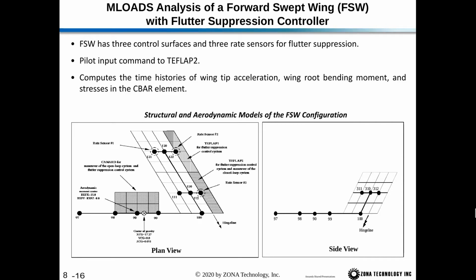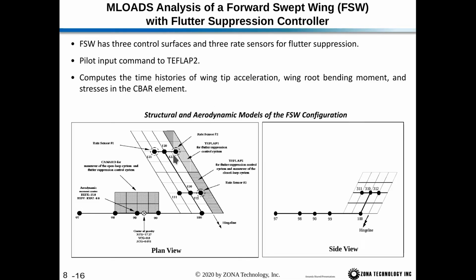So we'll move on to an example here of the MLOADS analysis. So this is for a forward swept wing with a flutter suppression controller. The forward swept wing has 3 control surfaces and 3 rate sensors for flutter suppression, and the pilot input command is specified to TE flap 2. So this is our trailing edge flap 2. And the example here is going to compute the time histories of the wingtip acceleration, wing root bending moment, and stresses in the CBAR element.